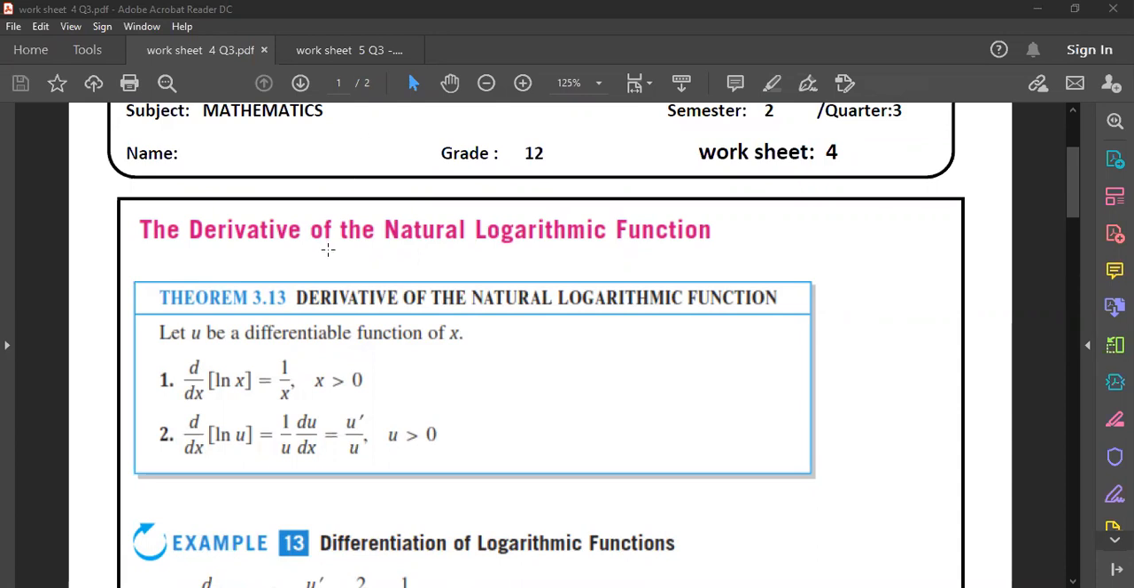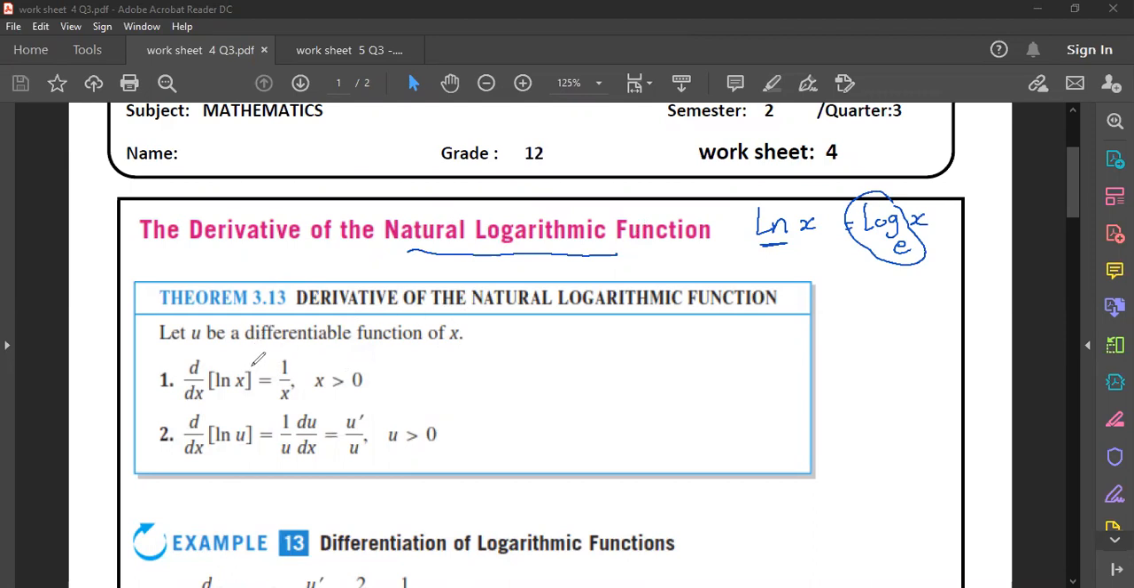Our lesson today is about the natural logarithmic function. Before I begin to find the derivative of the natural logarithmic function, I have to know its meaning, which is ln x. What is the meaning of ln? It means log base e of x. Log base e means ln of x.